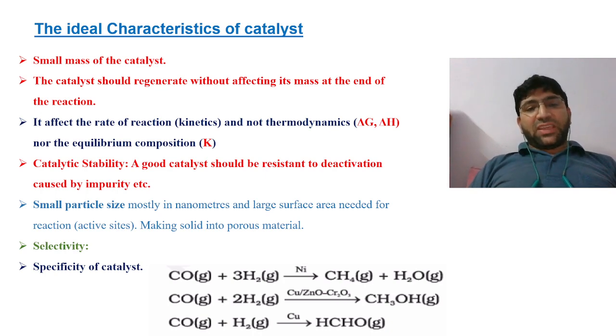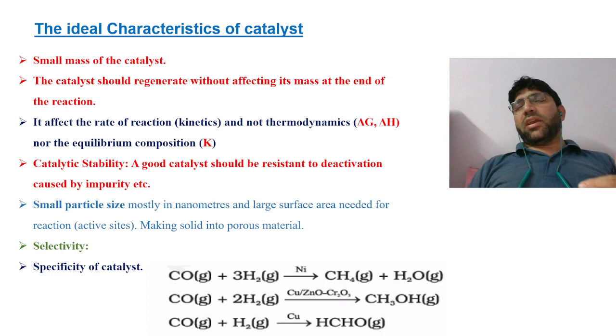In addition, the catalyst should also be very selective, because, like enzyme and substrate, the reaction is selective. The catalyst and reactant should also be selective, and the catalyst is always specific. For example, in some cases the same reaction can be carried out by different catalysts, and we can see different products.